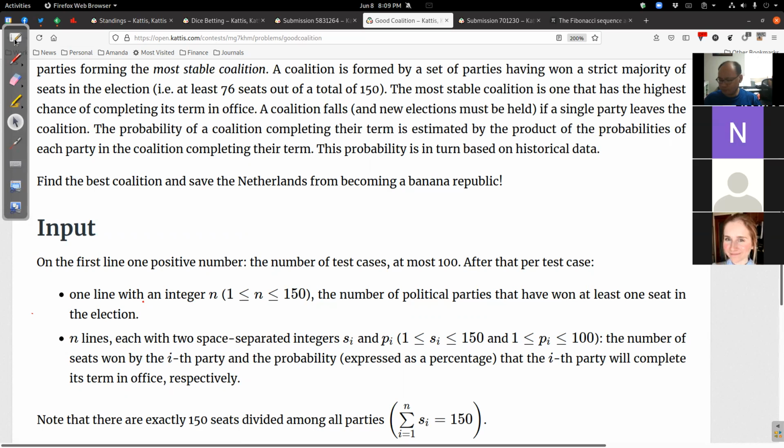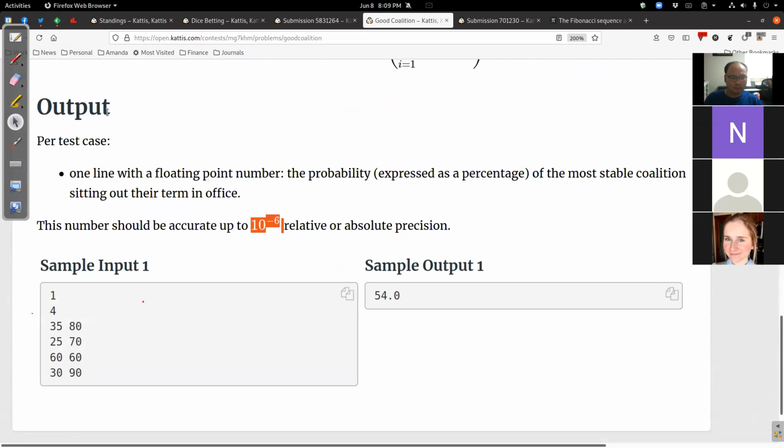And then if not that, go through the rest of the array and then add the first element. So add the seats and then multiply the probabilities. So I make a coalition kind of thing. And once that coalition is greater than 75, I put that into my result. And then I just keep doing that until I get all the coalitions. Then I sort the coalitions by probability.